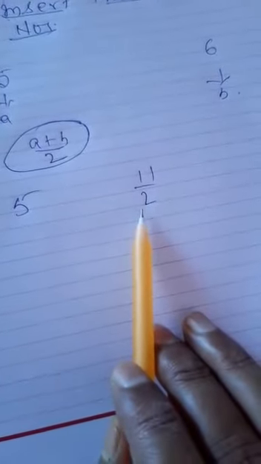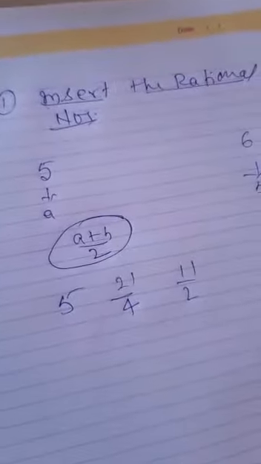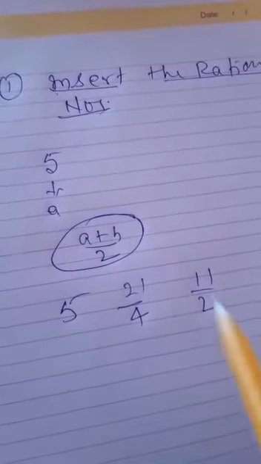Suppose you want to insert two rational numbers between 5 and 6. The very first is 11 by 2, which is 5 plus 6 divided by 2. Now to insert a rational number between 5 and 11 by 2, first you add 5 and 11 by 2, which gives 21 by 2, and divide that by 2, giving 21 by 4. So this is one way to insert a rational number. Although there are many more methods, I advise you all to go with this.